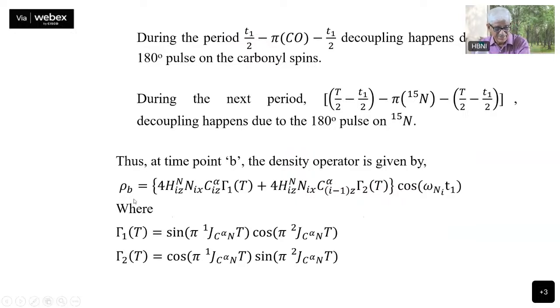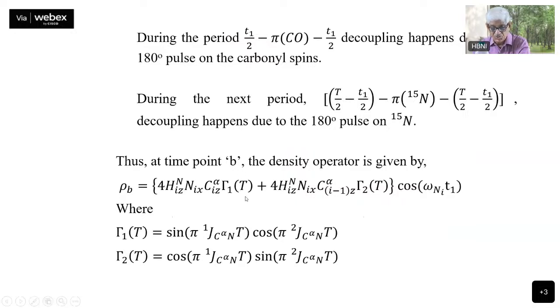So for row B, this is time point B, the magnetization looks like this. HIZ, this is the amide proton; NIX, this is the nitrogen X of residue I; and C alpha IZ, this is the Z of C alpha of residue I. This is IZ, that means the Z magnetization of the amide proton of residue I, and this is the X magnetization of nitrogen of residue I, and this is the C alpha Z magnetization of residue I. And this is the coefficient which will come as a result of the calculations.